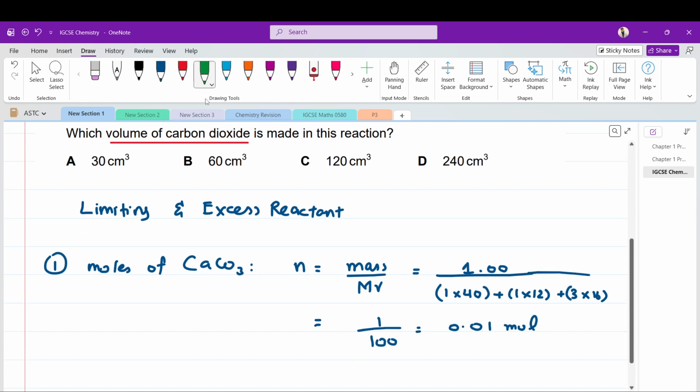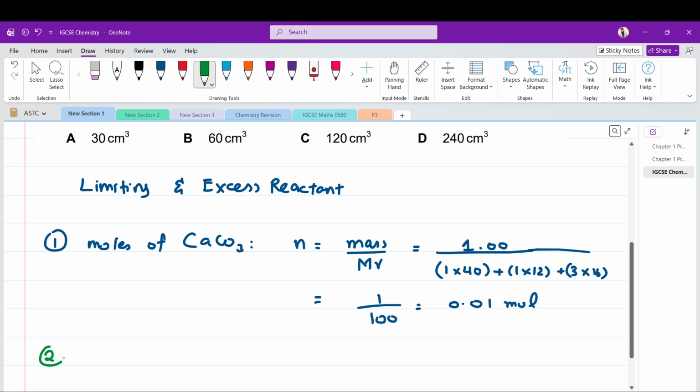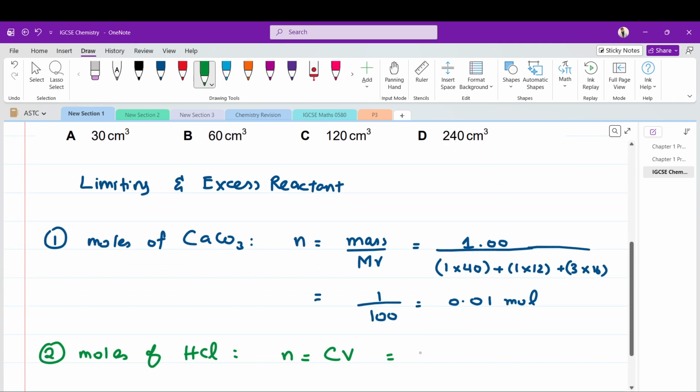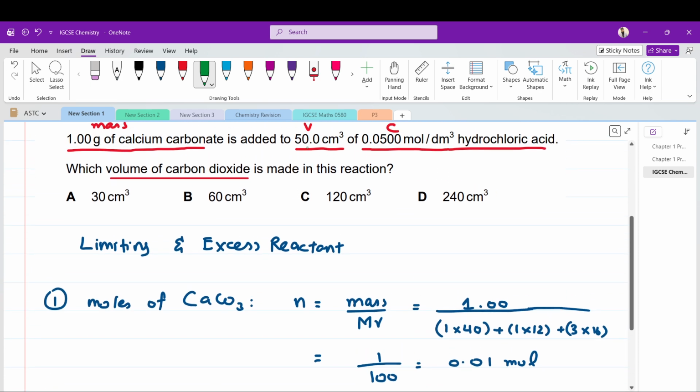Step number 2 will be to calculate the moles of my second reactant, which is hydrochloric acid, and that is n equals cv. We know the concentration of HCl, that is 0.05. The volume is given as 50 cubic centimeter.